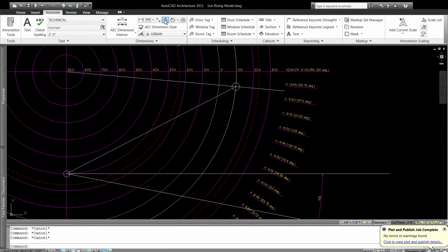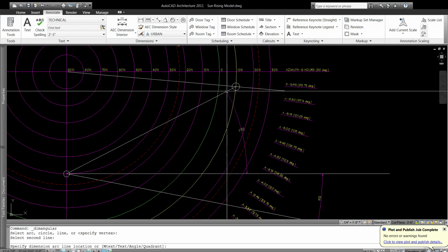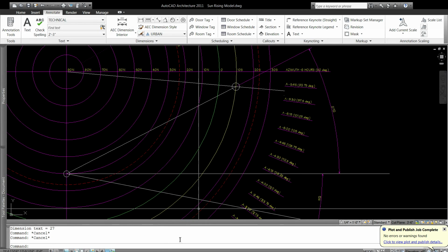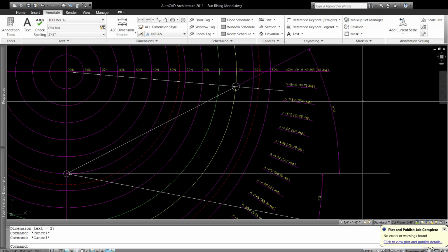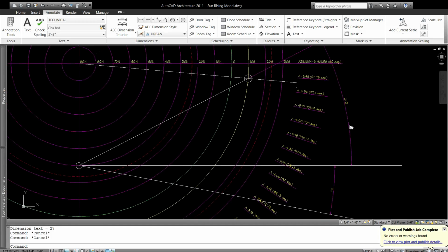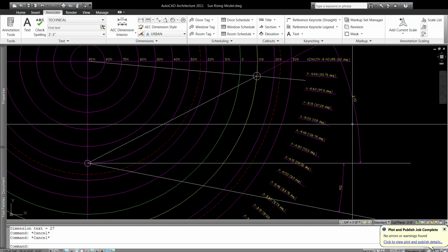Now the angle here is 27 degrees north of due east. So you've got a 38-degree discrepancy in where the sun is and where you're viewing it from.